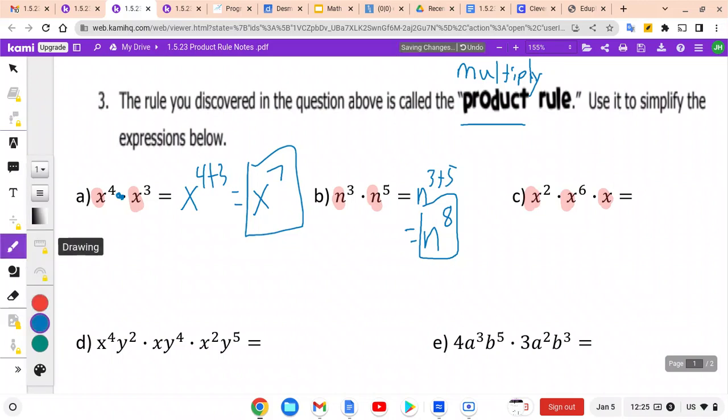Okay, on this one, we have actually 3 terms. That's okay. There's an invisible 1 there. That yields x to the 2 plus 6 plus 1 is x to the 9. Hopefully with practice this becomes easier.